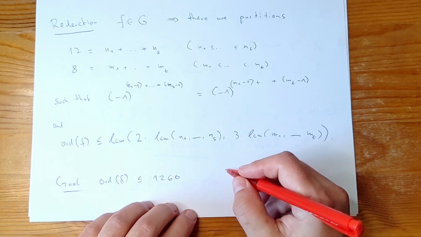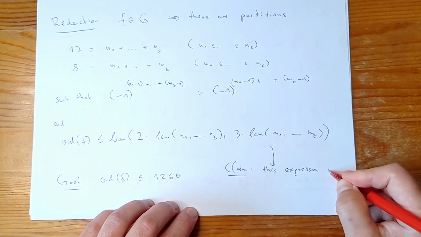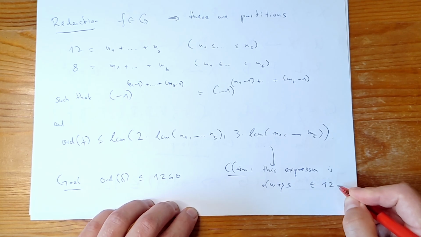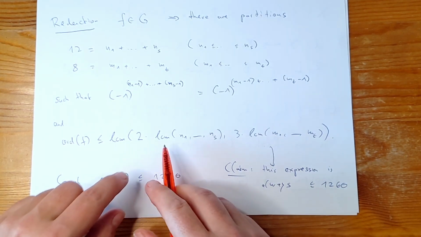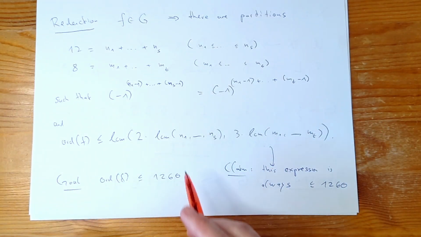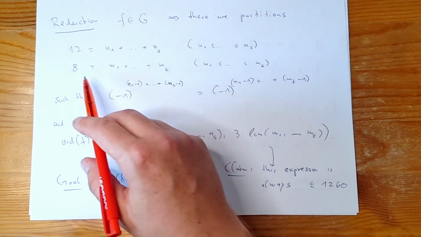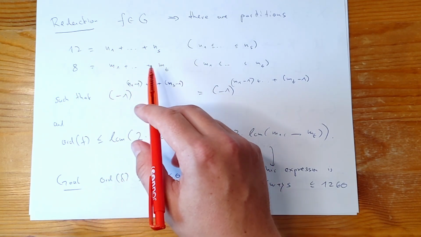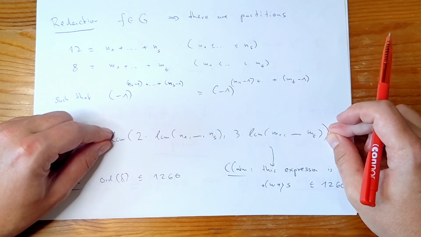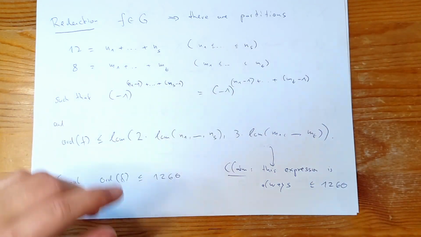So we claim this expression is always at most 1260, and it can also be achieved, namely with the sequence of moves we saw before. So we have the decomposition of 12 with 1, 2, 2, 7, and 8 is equal to 3 plus 5. So there we actually see that this is equal to 1260. Our goal is to show that it's not possible to go beyond this number.